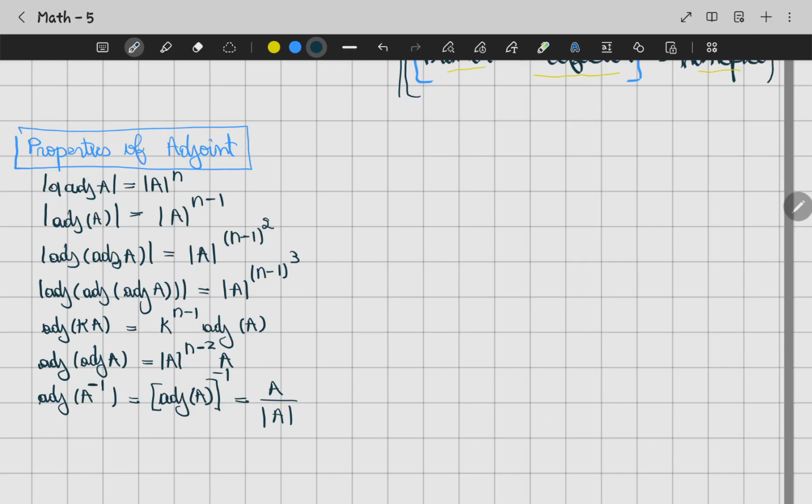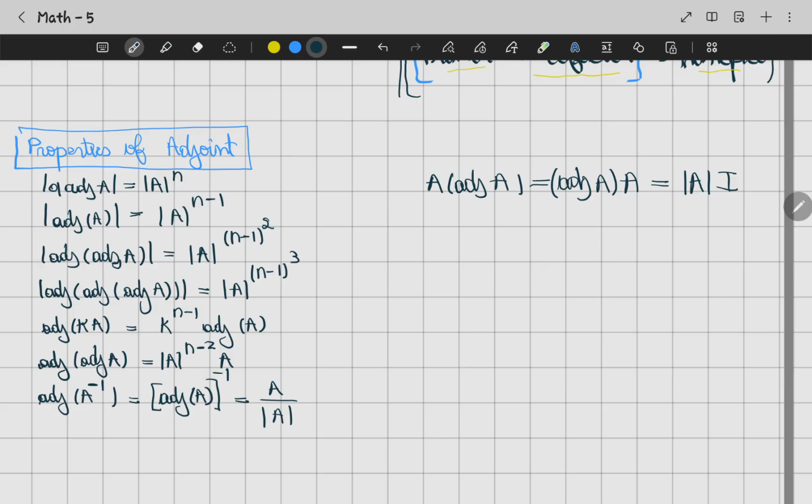Let me give more formulas. Let's say, for example, this is what we have. The answer to this will be adjoint A times A. We can just reverse them, which will give us determinant times identity.